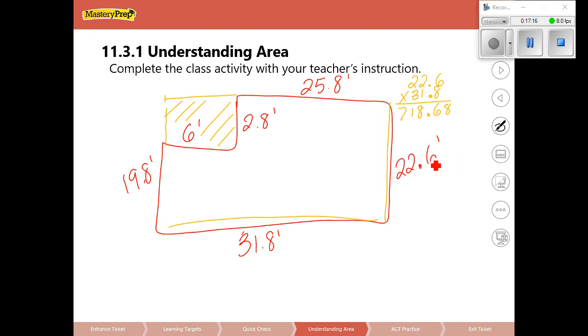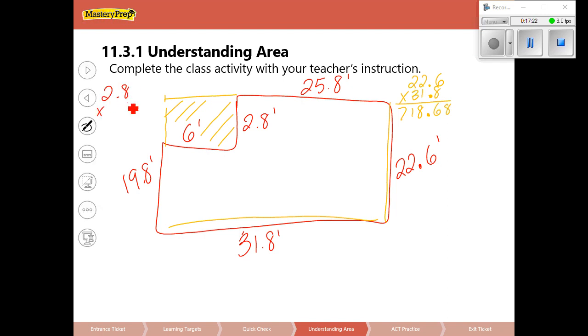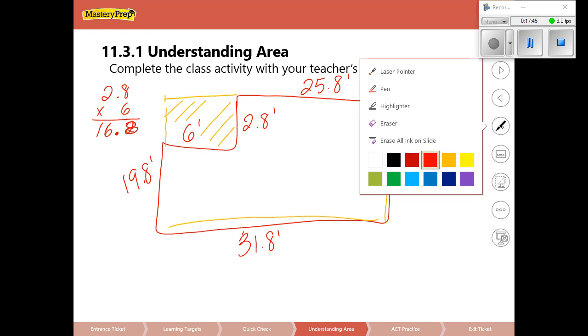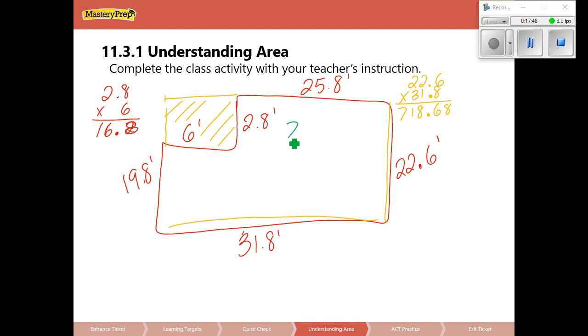Now, if we find the little extra set over here, it would be what? 2.8 times 6. And 2.8 times 6 is 2. No, it's not 2, it's 8. 4, 12, 16.8. So to actually get the correct square footage, we have to take 718.68 and subtract 16.8 square feet from it.